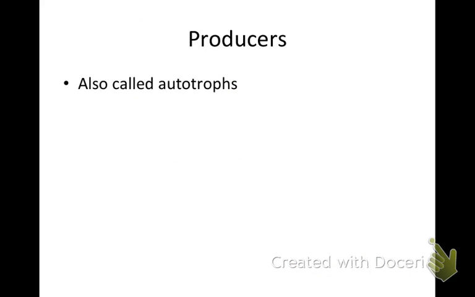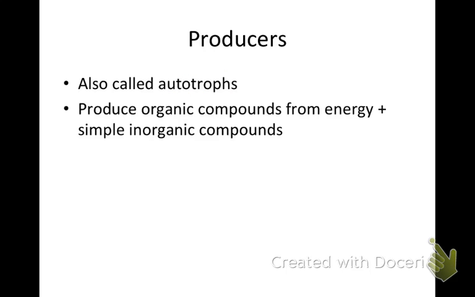So to go into a little more detail on the producers, we call them autotrophs. That's short for self-nutrition. So they feed themselves, and they do that using organic compounds, which they put together using energy from the sun or chemicals, and simple inorganic compounds, things like carbon dioxide and water. So what is an organic compound?